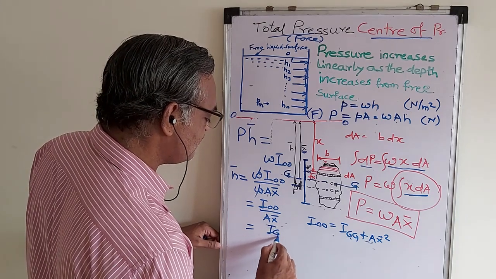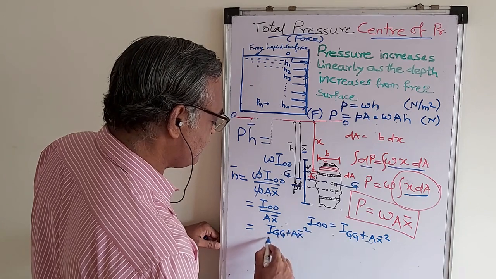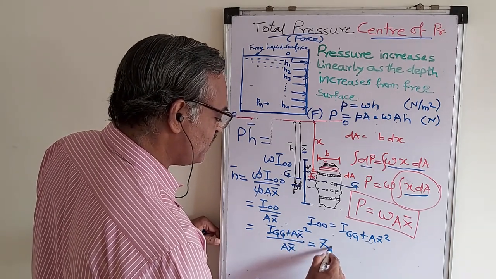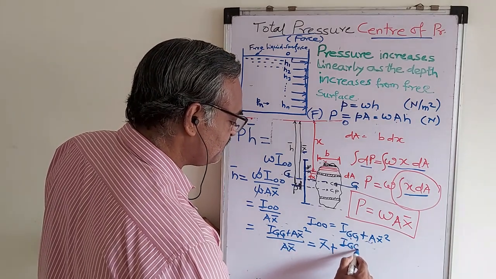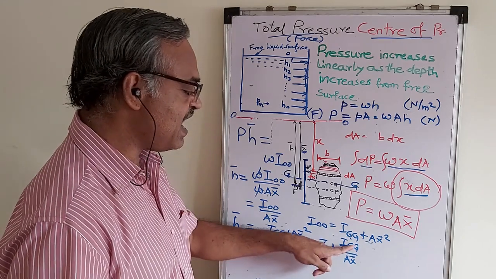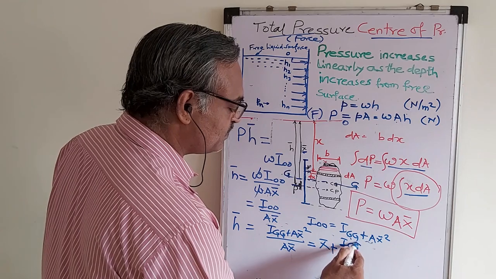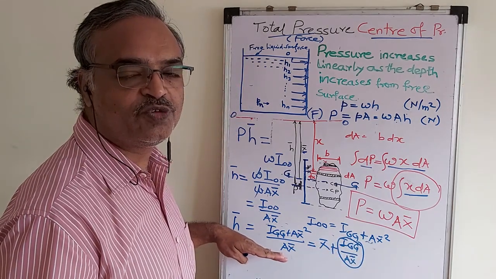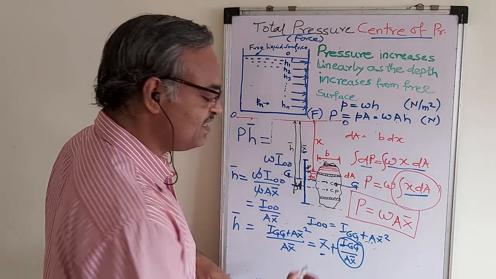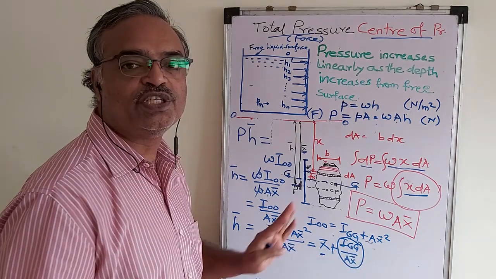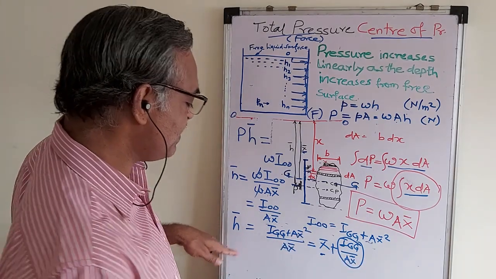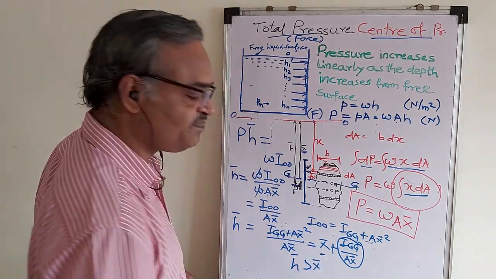So you can replace this I_OO by this formula. Now it becomes I_GG plus A x bar square upon A x bar. Ultimately it becomes x bar square upon A x bar means x bar, plus I_GG upon A x bar. So h bar is equal to x bar plus I_GG upon A x bar. This is a positive term, right? So from this statement you can prove that h bar, the distance of Cp from free surface, will always be greater than x bar, distance of Cg from free surface, by this much amount, which is a positive quantity. You can put some value of I_GG and x bar here, so it will always be a positive value. That's why h bar will always be greater than x bar.